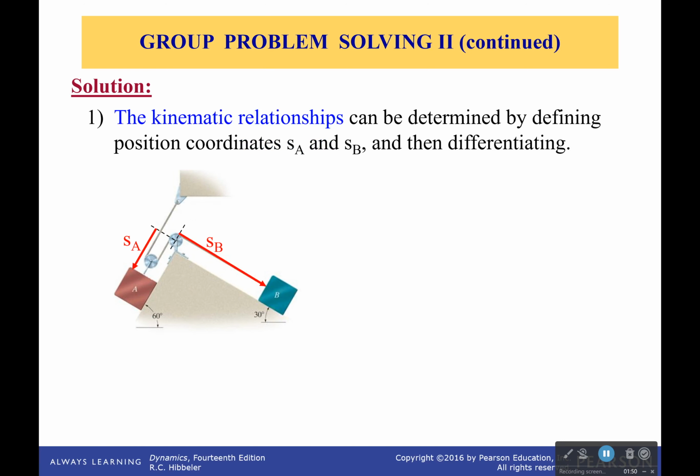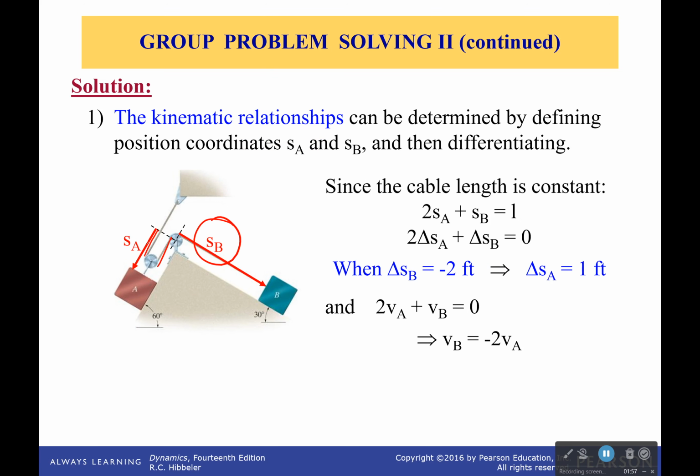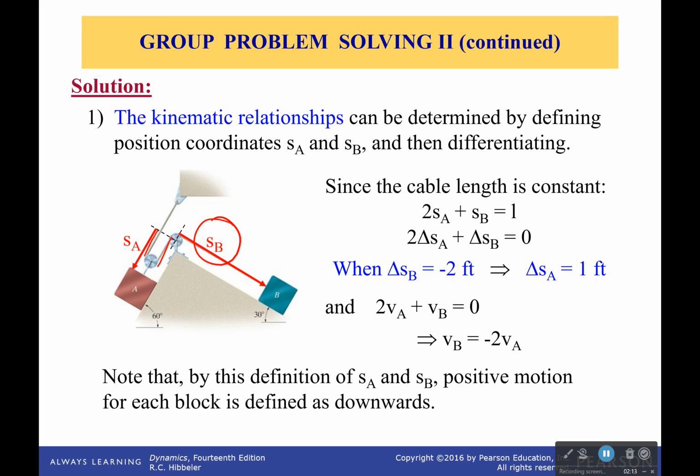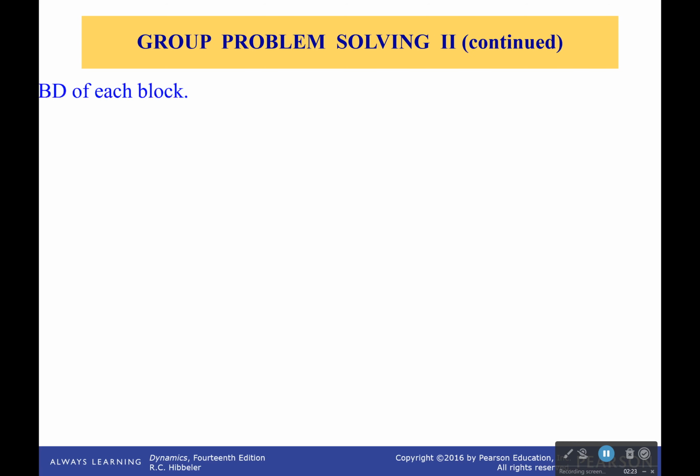First off, we have to develop a kinematic relationship. Now we have this distance B right here, and we have 2 times the distance of A to get our full cord length. So from that, we can see that the velocity of B is going to be equal to twice the velocity of A, just in a negative direction, because B is moving up the ramp and A is moving down. We're defining both of their motions as being positive downwards. That's why our velocity of B is negative twice the velocity of A.